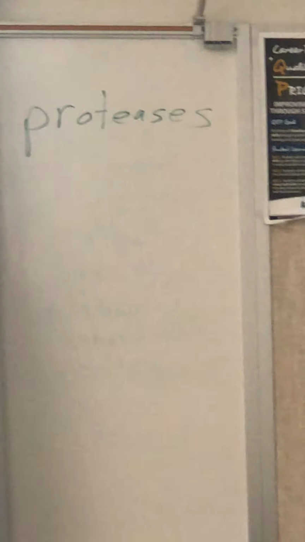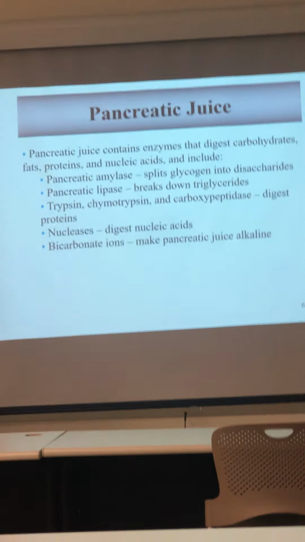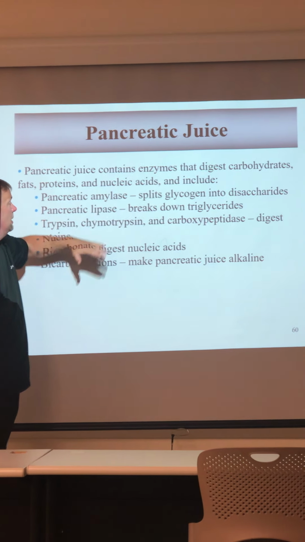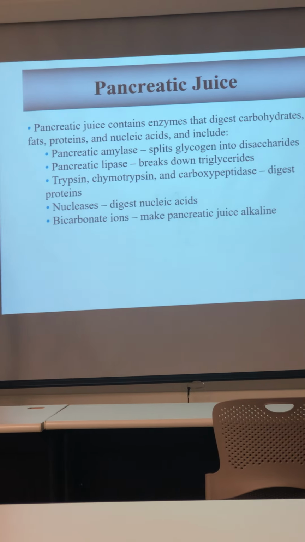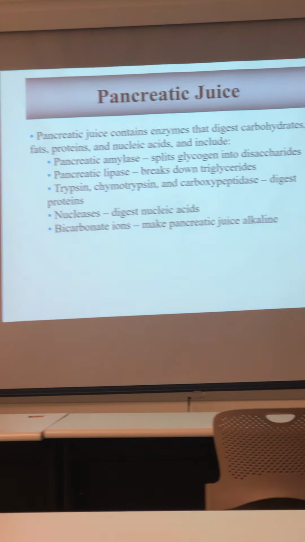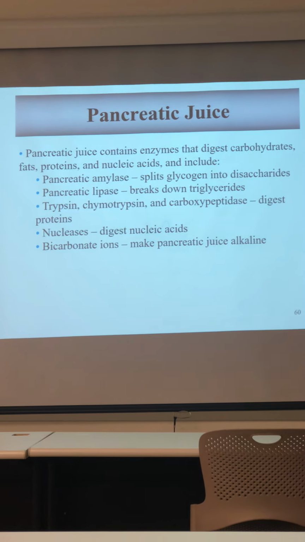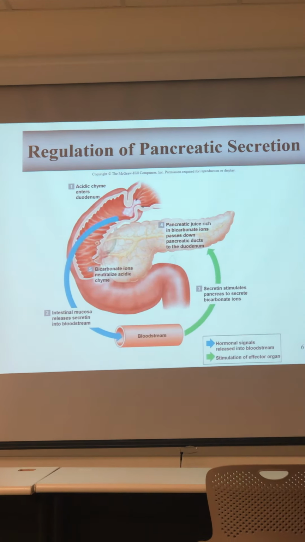In 137, we talked about the 4 organic compounds: carbs, lipids, proteins, nucleic acids. So amylase breaks down carbs, simple sugars. Lipase, fats. Proteases, proteins, and nucleases, nucleic acids. We're not giving you specific names of these because there are a bunch of them. Just know the basics of what they're doing, each one. And that's what is in pancreatic juice.